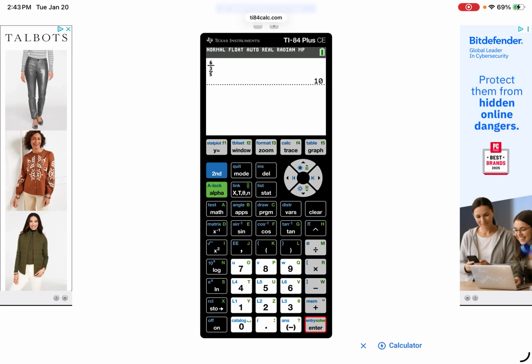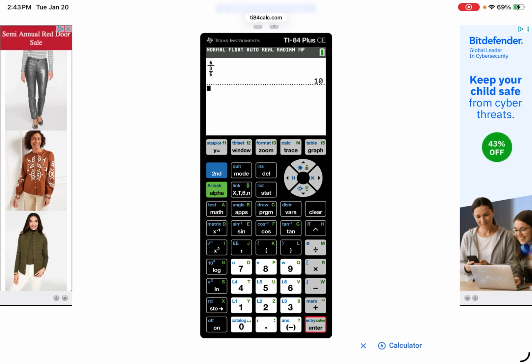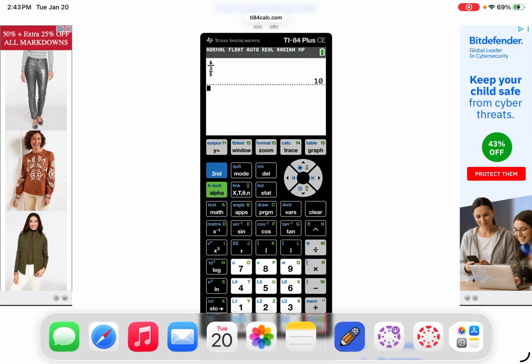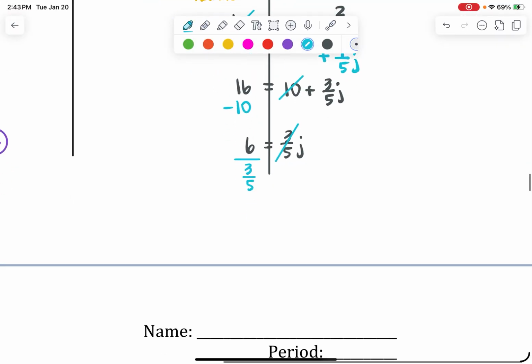I always encourage students to type things in on their calculator exactly as they see them on their paper so they don't get lost in translation of how to type them in correctly. And that gets us our answer of J equaling 10.